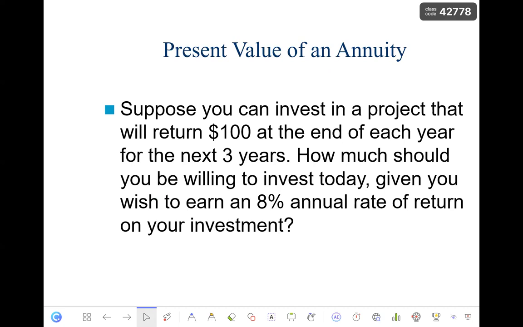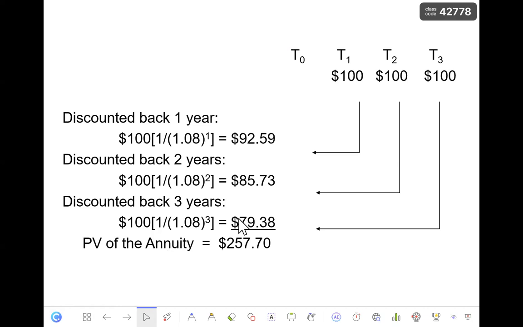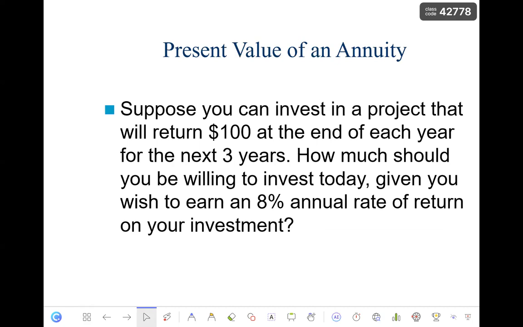So suppose you can invest in a project that will return $100 at the end of each year for the next 3 years. How much should you be willing to invest today, given you wish to earn an 8% annual rate of return on investment? Now that sounds very convoluted, but remember, we're discounting backwards, so it's the same thing. We can just plug the different values into our formulas, and as we work through each one, we come up with our present value of 257.70, and then we make a decision: is it worth me investing 257.70 to get that return of $300 at the end of each year?